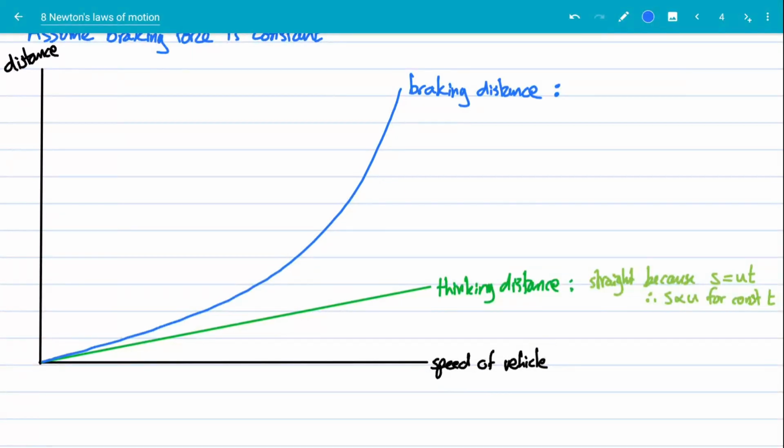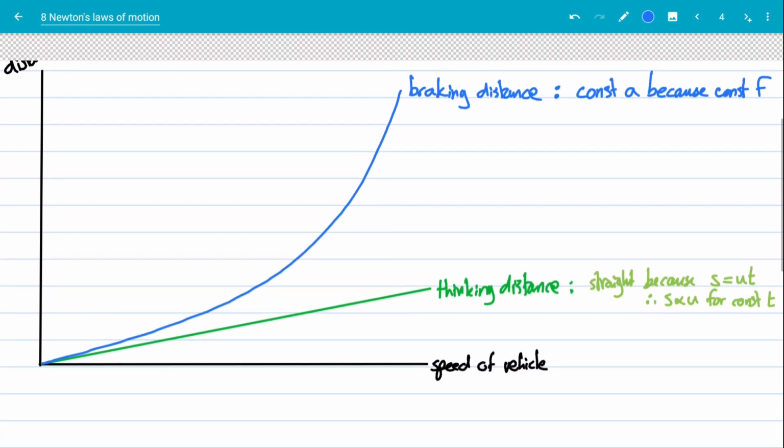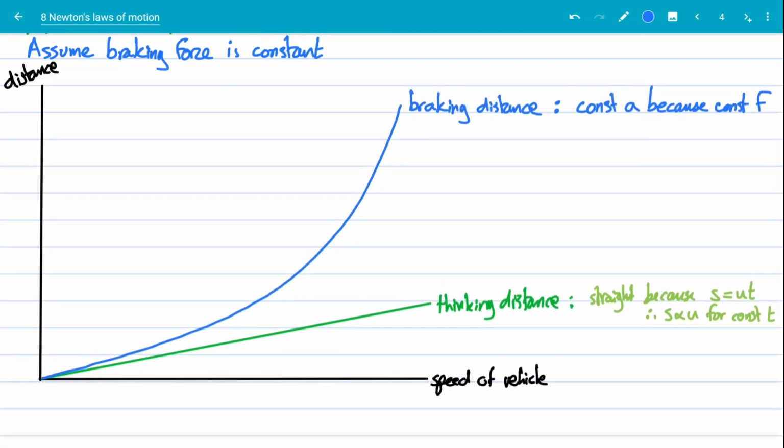Well, remember we've got constant acceleration because we have constant force. That was what I said before: assume braking force is constant. So we're using our suvat equations here. We can say that v squared is equal to u squared plus 2as. v will equal 0, that's the final speed, so we can say that u squared is going to be equal to minus 2as.